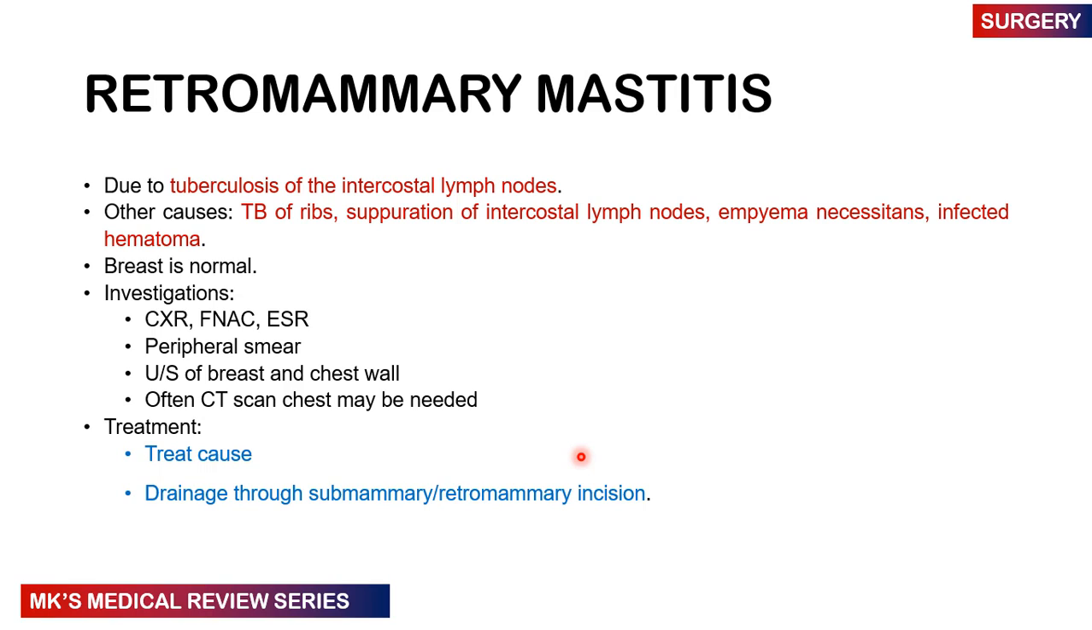Then we have the retromammary mastitis. So this is often due to tuberculosis of the intercostal lymph node. Other causes include TB of the ribs, suppuration of the intercostal lymph node, empyema necessitans, and even infected hematoma. Often the breast is normal. Investigations that we may order include a chest x-ray, fine needle aspiration and cytology, ESR, peripheral smears, ultrasound of the breast and the chest wall, and often a CT scan of the chest may be needed. The treatment is largely directed towards addressing the underlying cause, and drainage is through a submammary or retromammary incision.